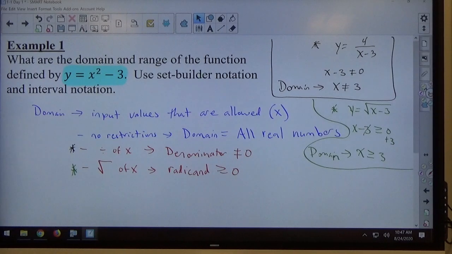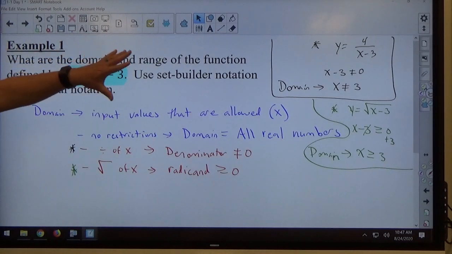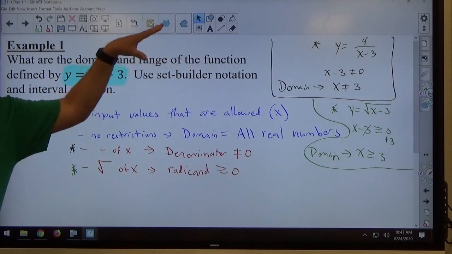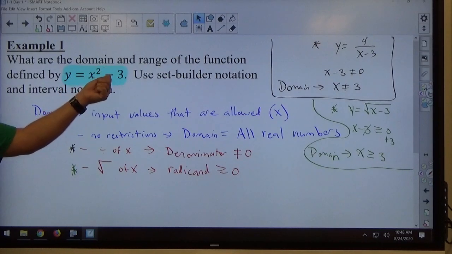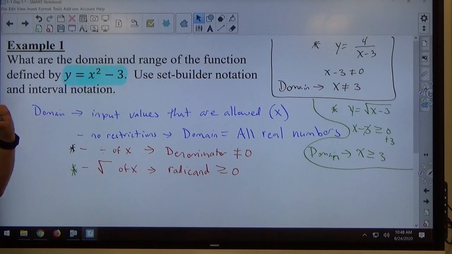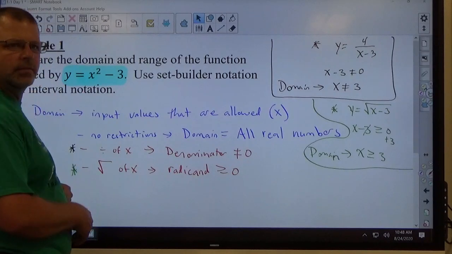So again, these problems aren't the same as this problem, but that's what you look at for domain. What's the structure of my equation, and what type of rules exist for this equation? So for the one they gave me, x squared minus 3, I'm allowed to square any number. I'm allowed to subtract 3 from any number. So the domain of this function is all real numbers. Does that make sense? Yep.